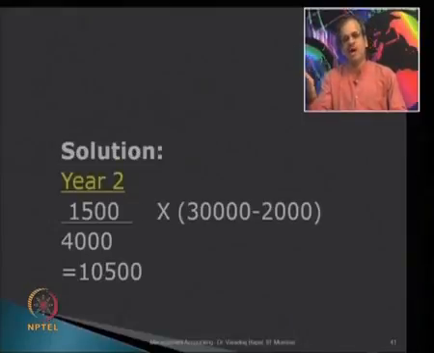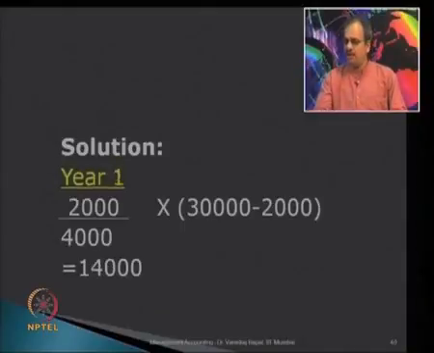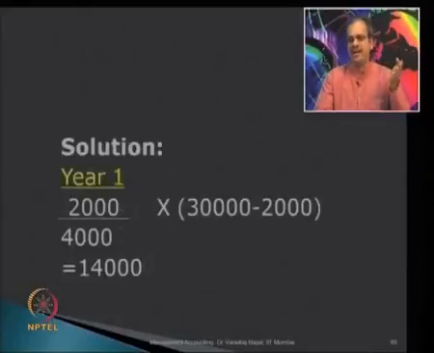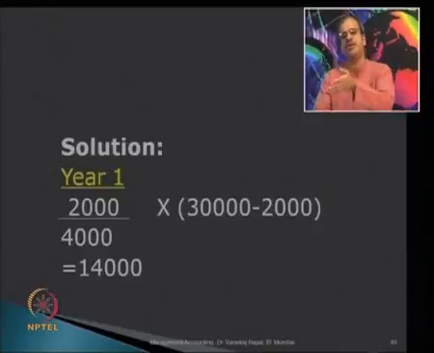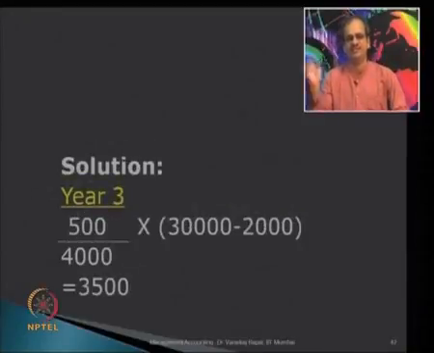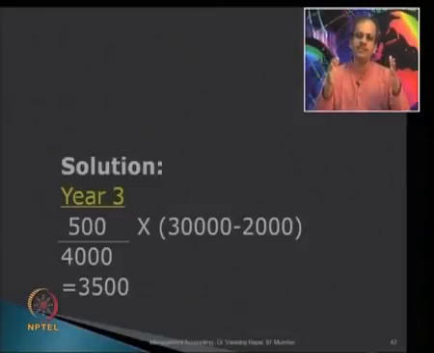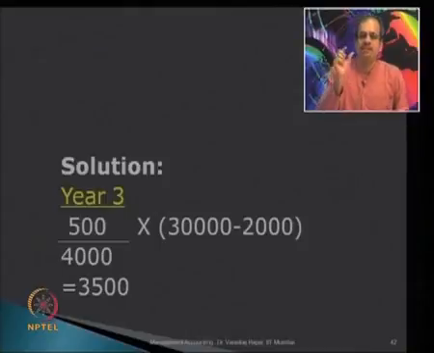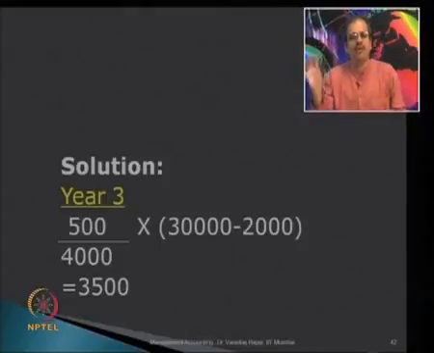So, the depreciation charge becomes 10,500. In year 3, how much will be the depreciation? If you remember, in year 3, the units produced is expected to be only 500. So, depreciation will be 500 upon 4,000 into 28,000. So, it is 3,500. Is it clear? So, both the methods are fairly similar, machine hour and production unit, and both intend to charge the depreciation based on the actual use of the asset.